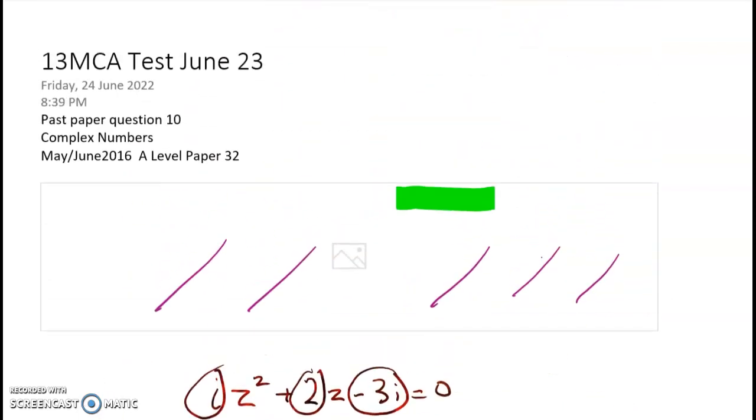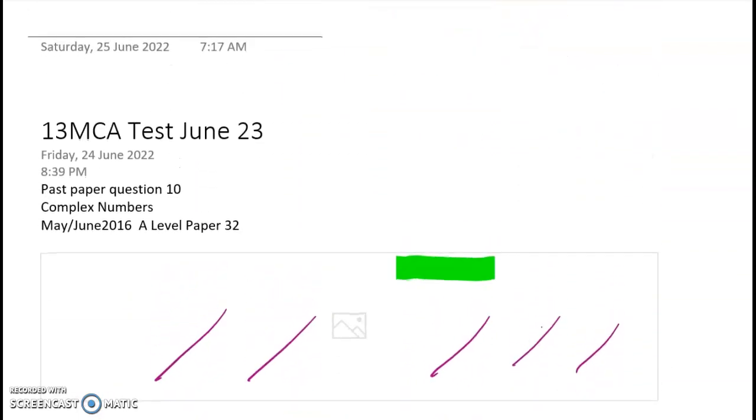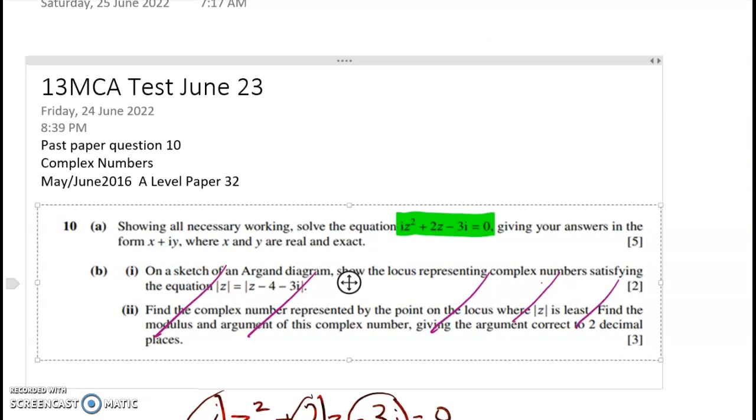So that's 5 marks done that way. Oh, I don't know where there's my picture there. So we've done it that way.